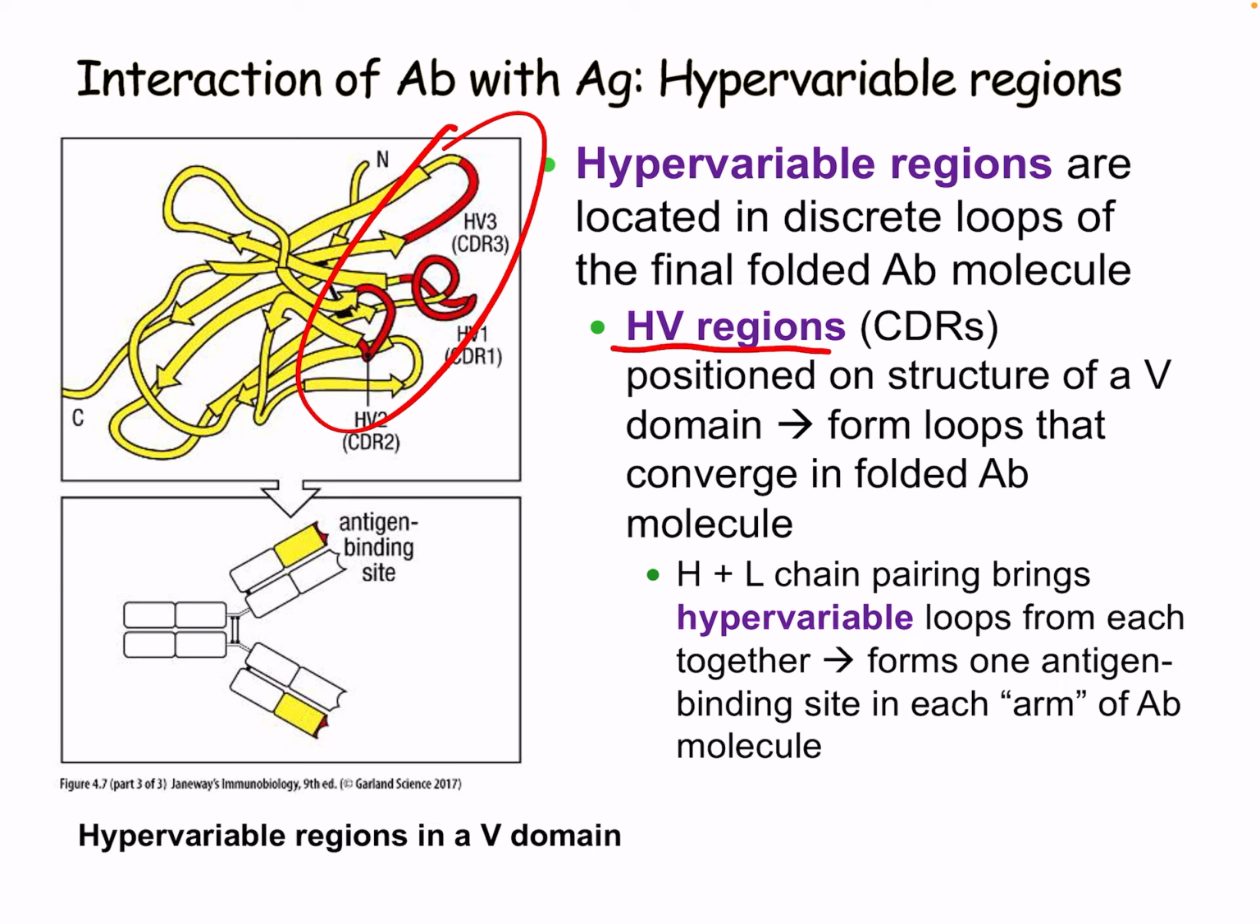The hypervariable regions, or CDRs, are positioned on the structure of a V domain, which form loops that converge in the folded antibody molecule. The heavy and light chain pairing brings the hypervariable loops from each together. This forms one antigen binding site in each arm of the antibody. So these basically are this little red area.